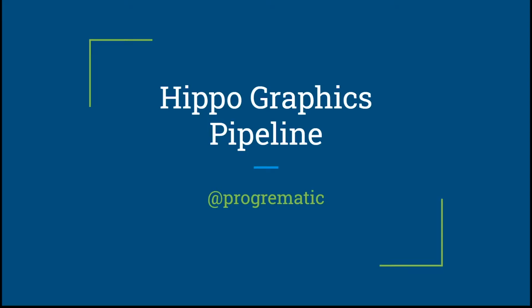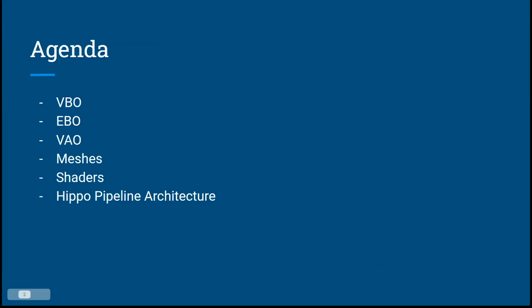Hello and welcome back. Today we're going to go over the Hippo graphics pipeline, and this is really more of a theory video just to explain some of the intricacies of OpenGL and how we actually get to render something on the screen, as well as what I plan to be doing with Hippo in terms of our graphics pipeline. So we talk about VBOs.